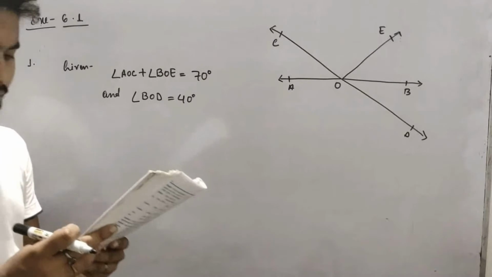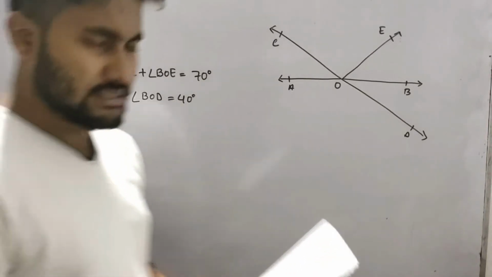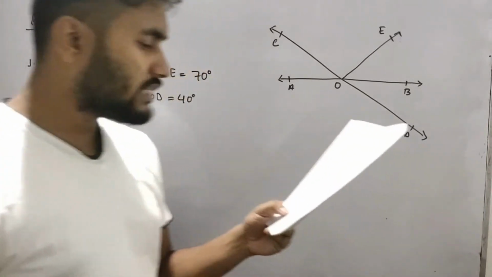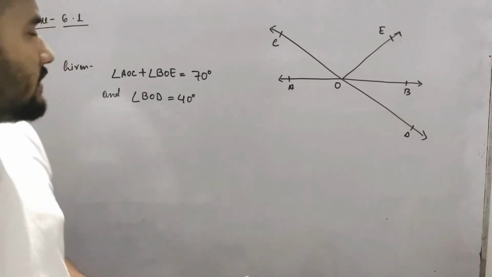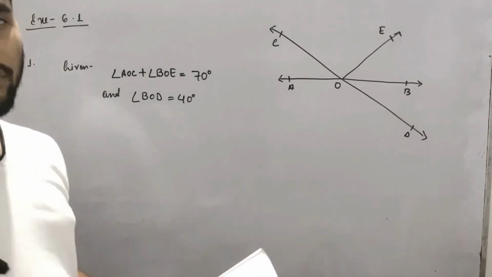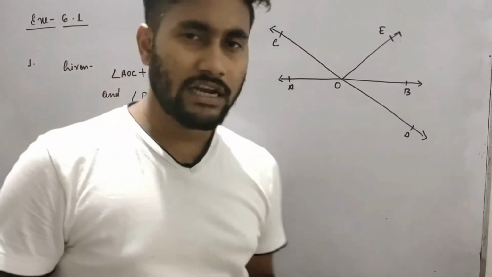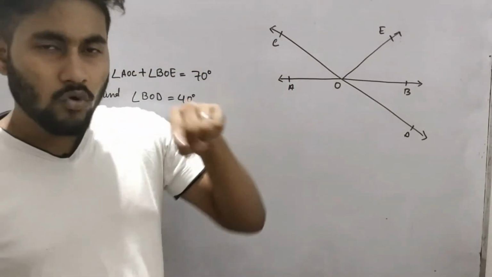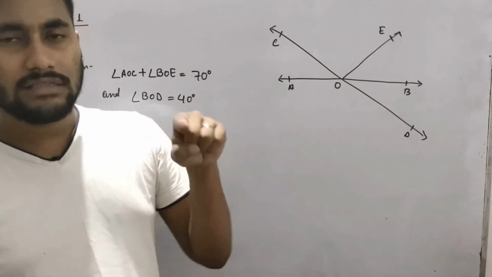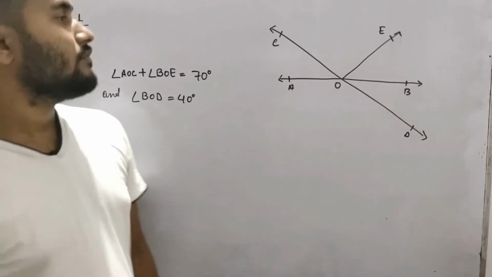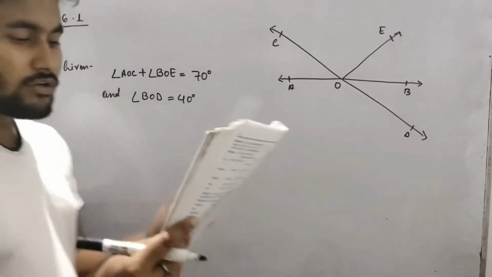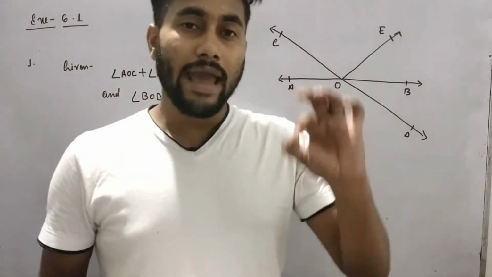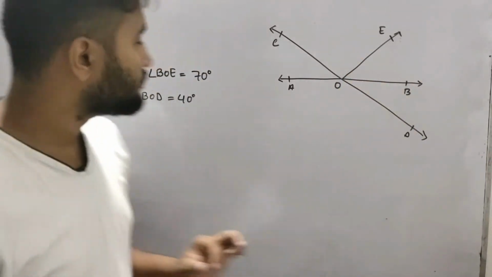Find angle BOE and reflex angle COE. That we have to find, okay? Which angle BOE and reflex angle COE? Reflex angle COE, okay? I said yesterday that every angle has its own reflex angle, has a reflex part, right? So for that one we do not need to find angle COE. We need the reflex of COE, okay?